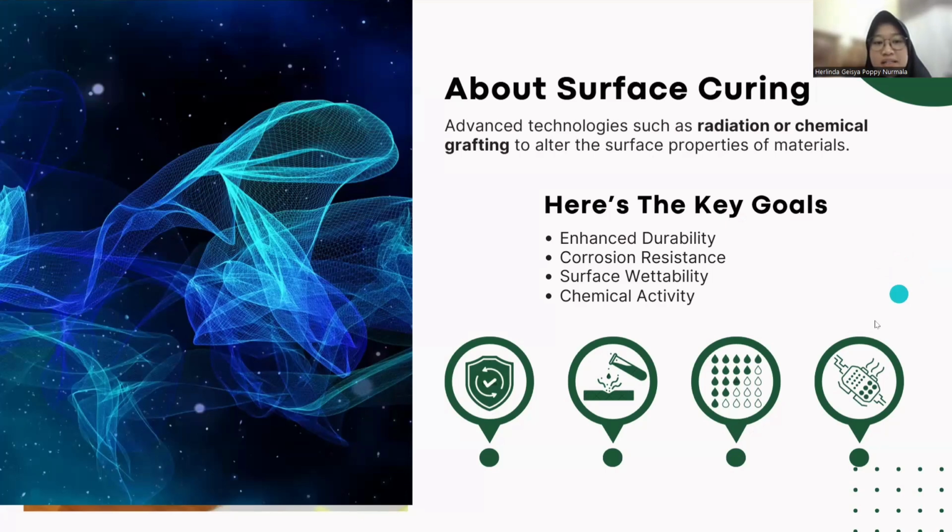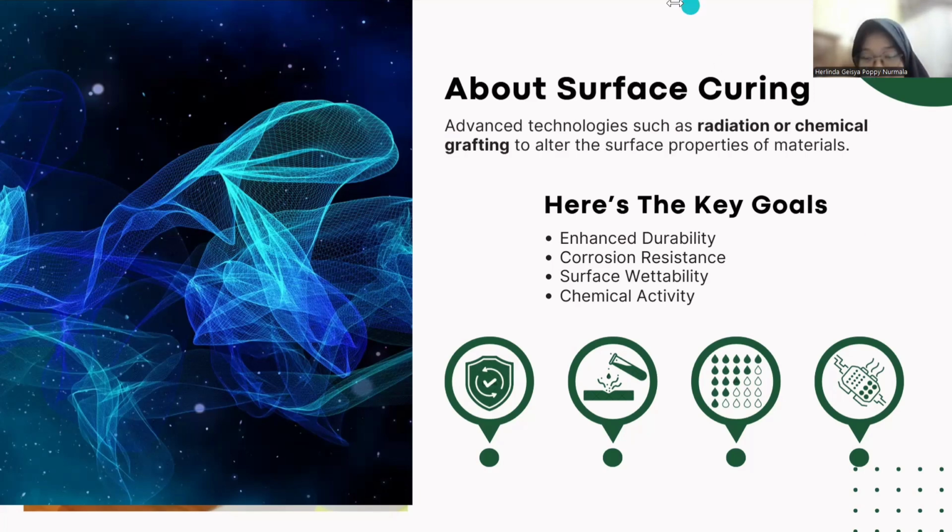Okay, and these are the key goals of surface curing itself. There are four key goals. First is enhanced durability, which is resistance to physical damage such as scratches. It is important if we would like to fabricate something like lenses, electronics, or industrial tool coatings. The second is corrosion resistance. It improves resistance to chemical or environmental degradation for materials used in harsh conditions, such as pipelines, marine structures, or reactors.